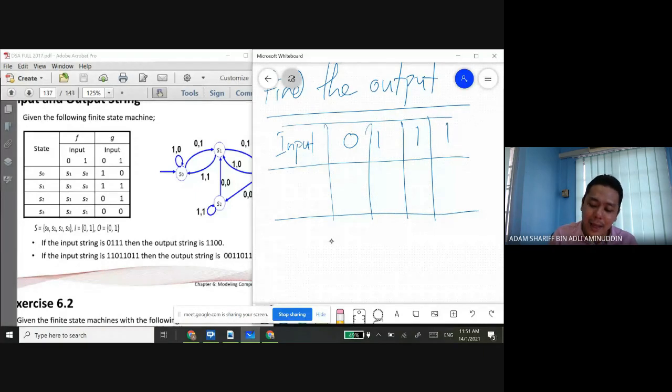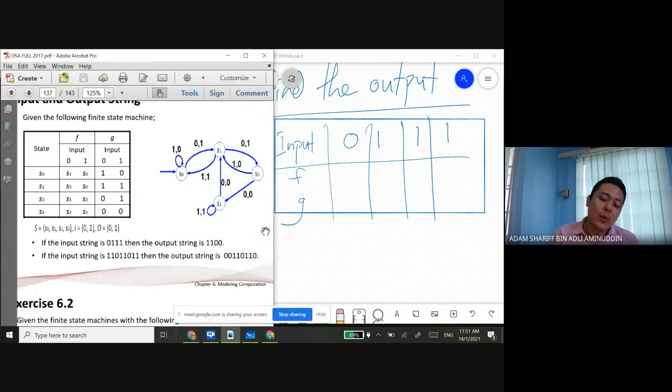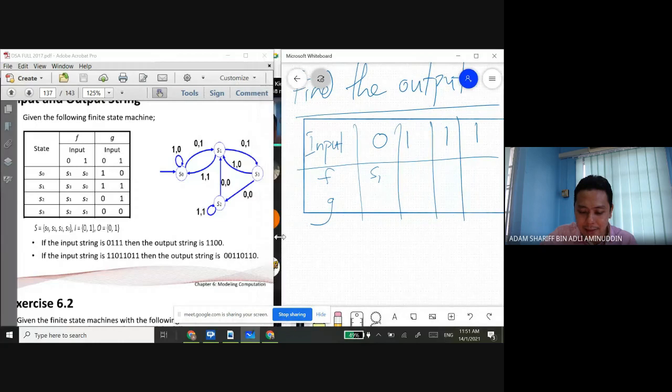Okay. We have the function of F. We have the function of G. F is state to new state. G is the output, right? So, you start at the initial zero. Sekarang ni kita dekat S0 eh. Tengok contoh ni. When 0, it will go to S1. Apakah output dia? Output dia 1.